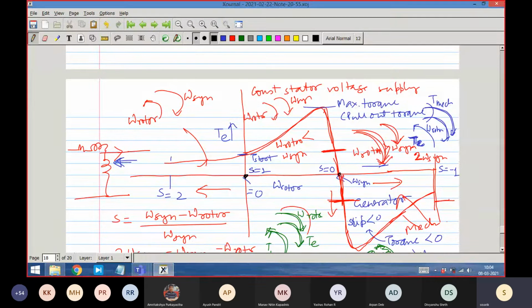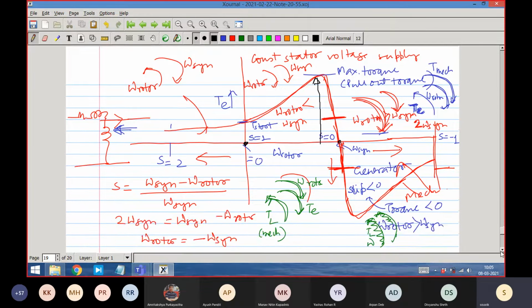From this expression, we can continue varying S and see that the characteristic is slightly nonlinear. It will have a peak value, the maximum torque, and then it will climb down to 0. At synchronous speed there is no torque. That is why it is called an asynchronous machine. The induction machine is called an asynchronous machine. The rotor speed can never reach the synchronous speed.